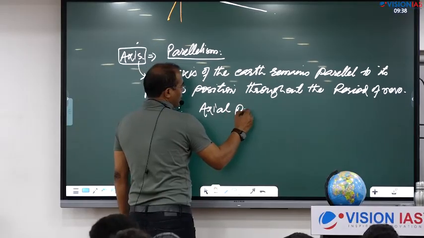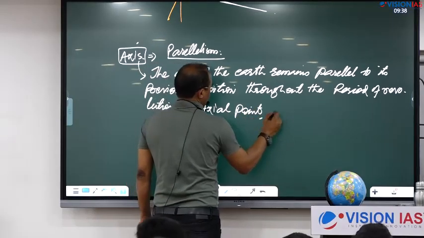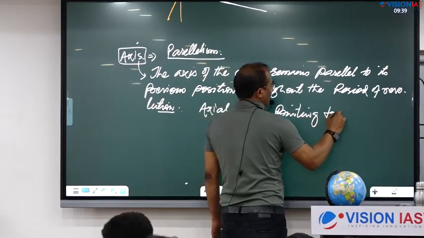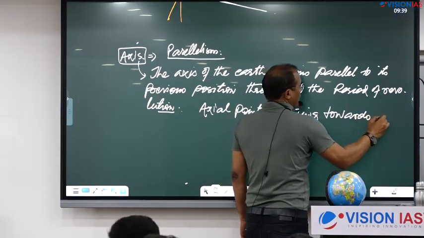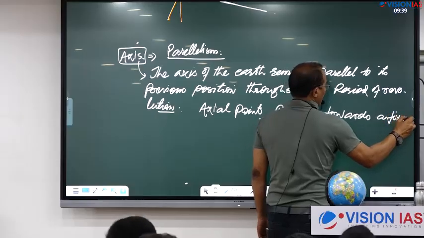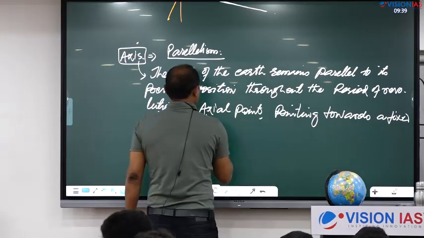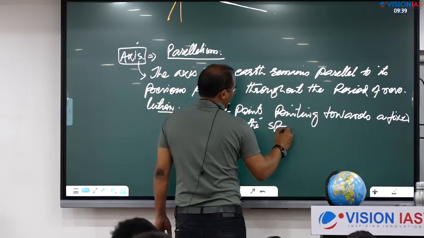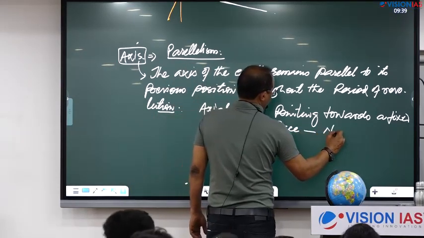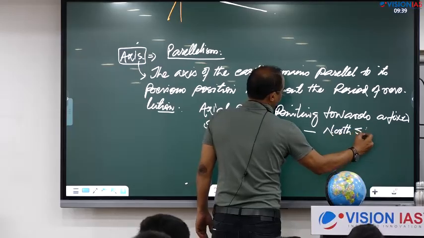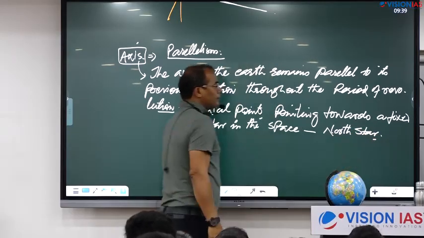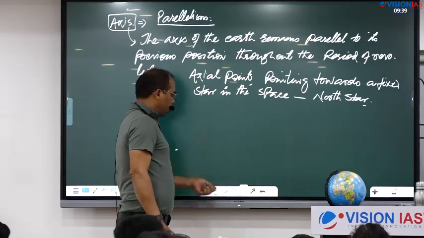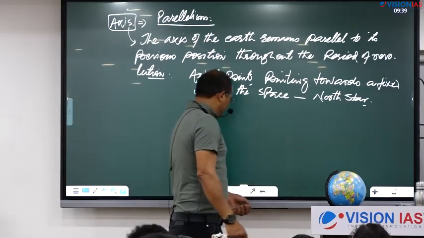The axial point is directing or pointing towards a fixed star in space. That star is called the North Star. A very important property of the Earth.